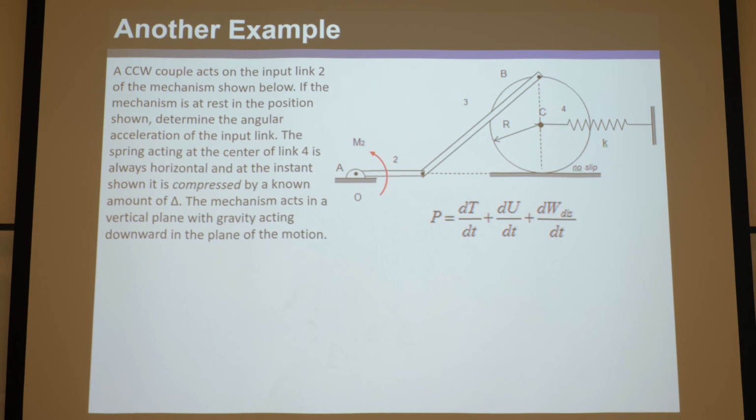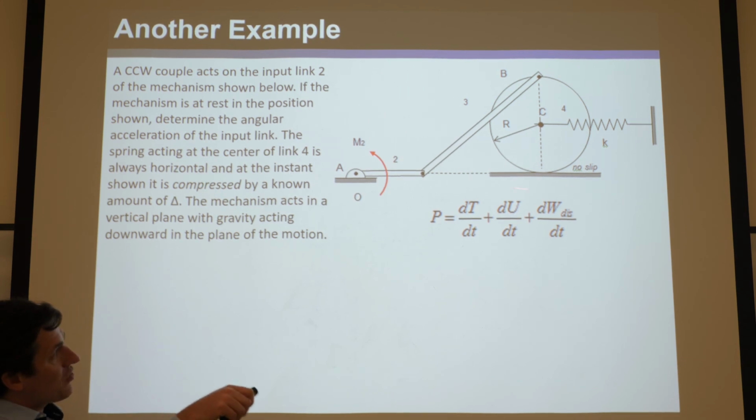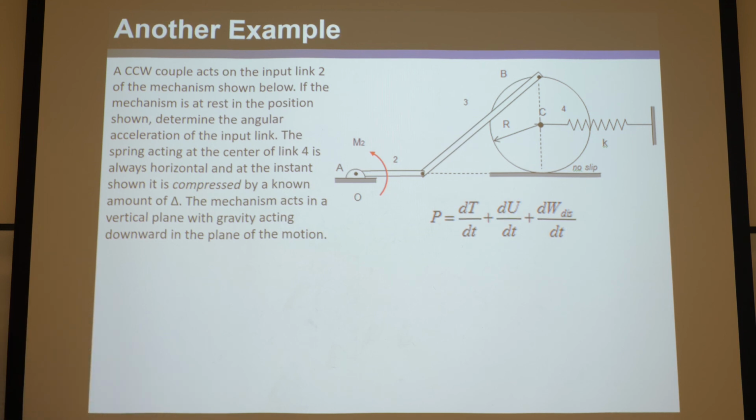Okay, so now let's look at this example. This one's very instructive. So say we have a counterclockwise couple that acts on the input link 2 of the mechanism shown below. Notice, by the way, this might as well be behaving like a gear because it says no slip here. Or basically like a rack and a pinion, where the rack is ground. They colored it gray in this convention. It means it's held fixed. But there's no slipping, there's only rolling.